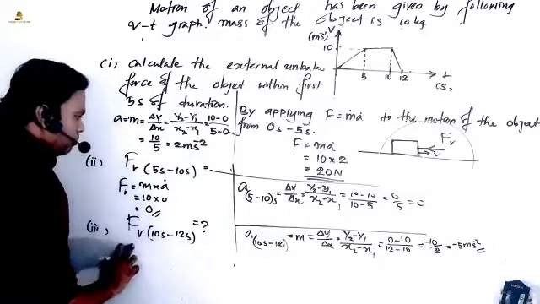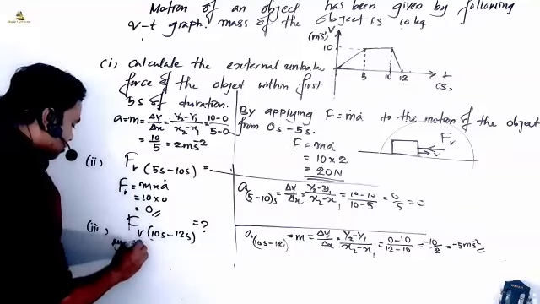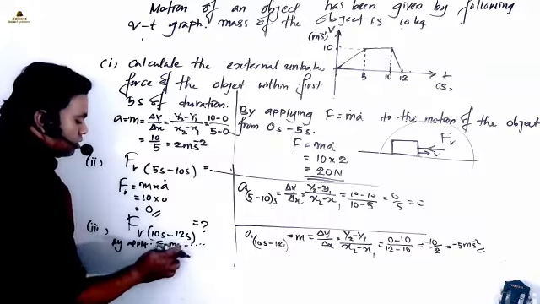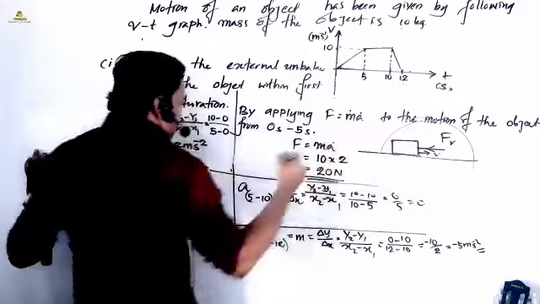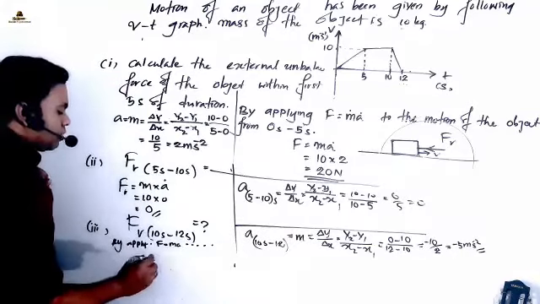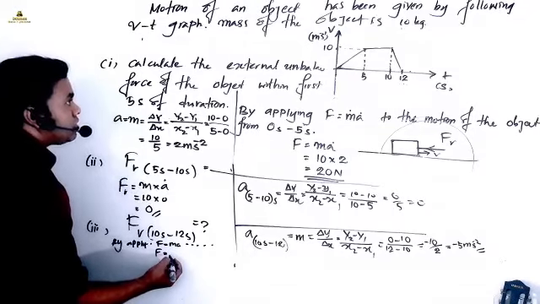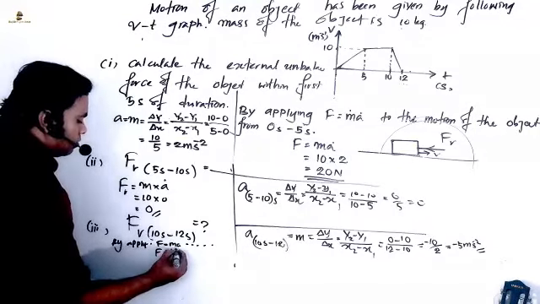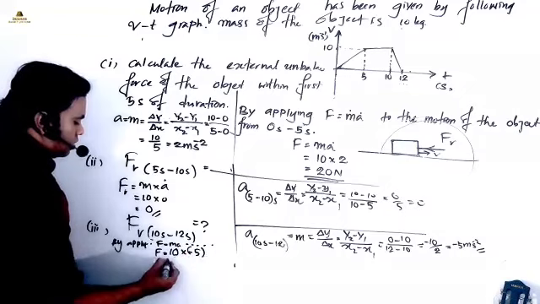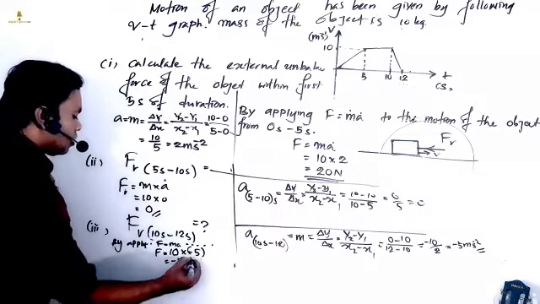F equals ma. Before that, you have to state that by applying F equals ma to the motion of the object. So you have to put that here. There's no space, therefore I don't write that. By applying F equals ma to the motion of the object, F is to be calculated. Mass is 10, acceleration minus 5. Yes, that external unbalanced force is minus 50 Newton.